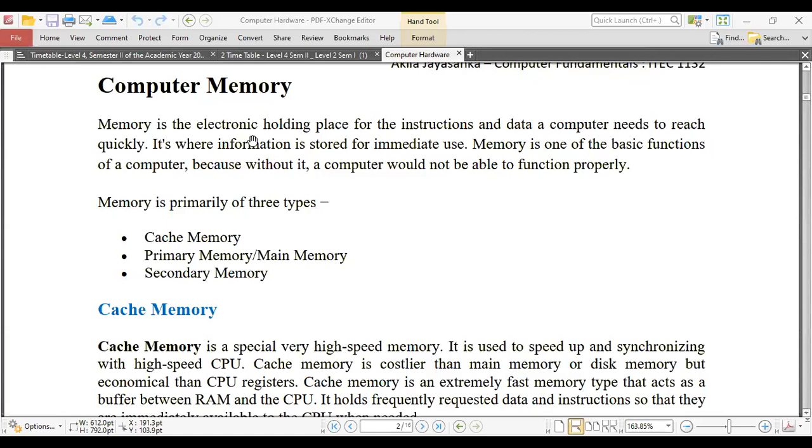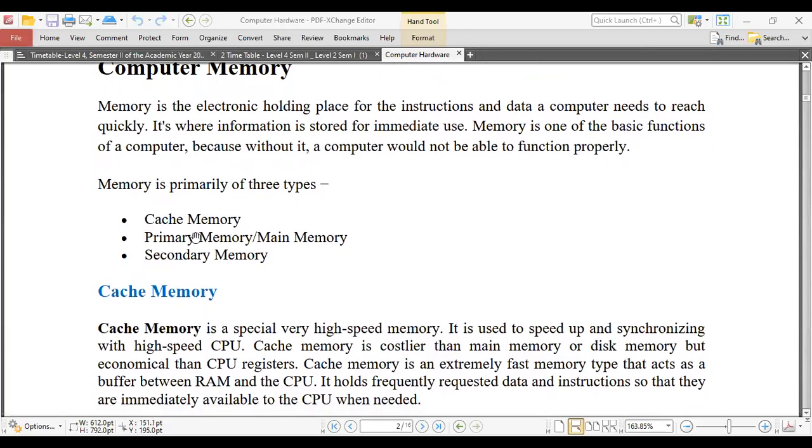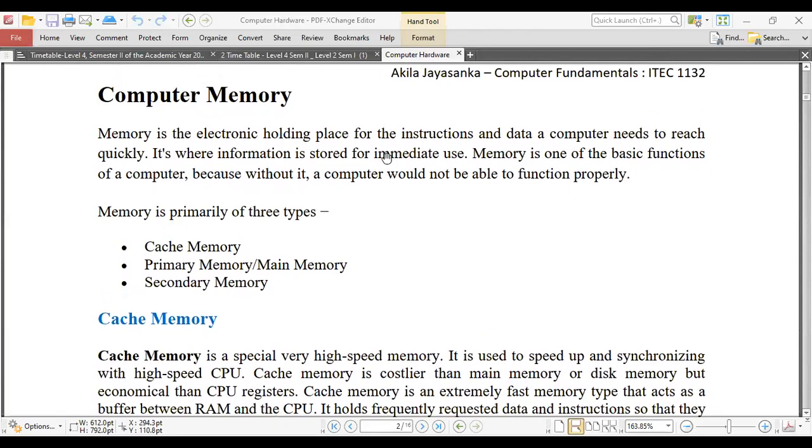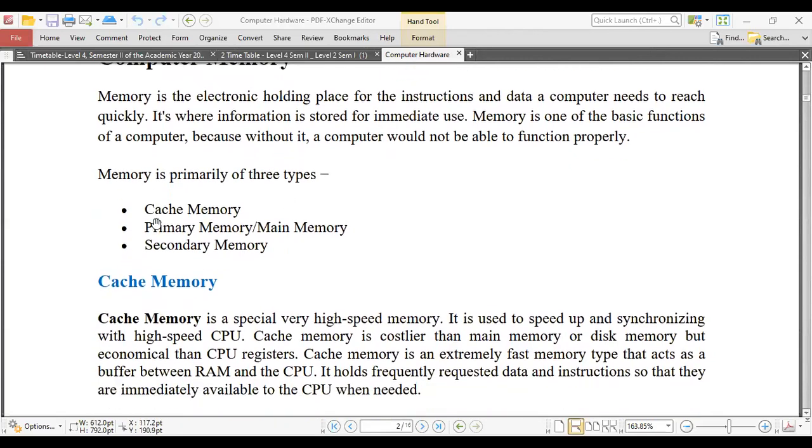Right? So normally in computer memory there are 3, actually 4: registers, cache memory, primary memory, and secondary memory. Registers we already discussed in the CPU lesson, because registers are inside the CPU, a memory unit inside the CPU. So here, as computer memory, we're going to discuss the other 3 categories: cache memory, primary memory, and secondary memory.